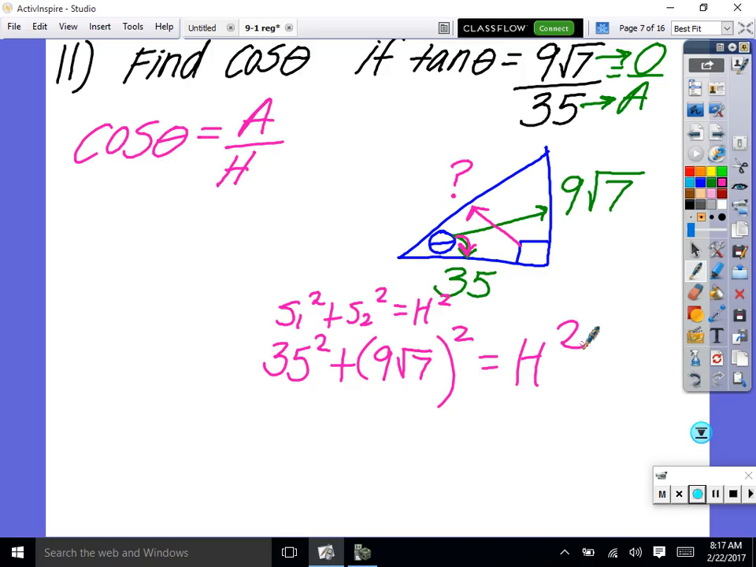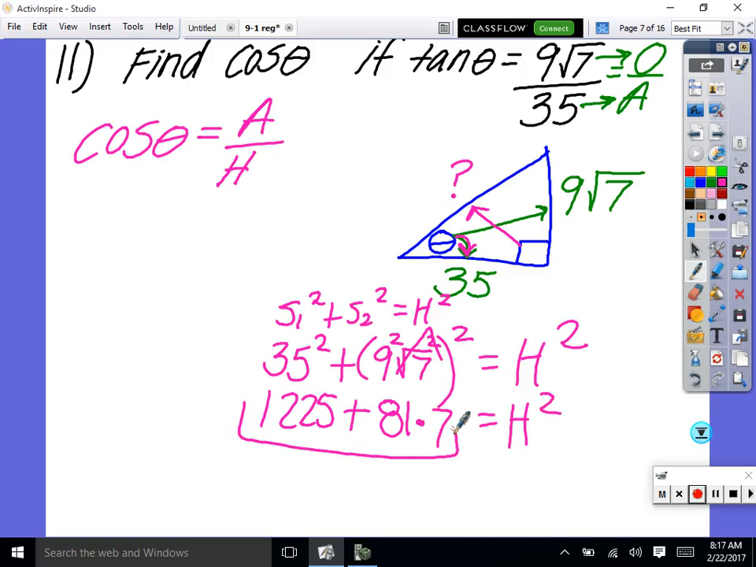So 35 squared is 1,225, plus. Now, 90% of the time, but not you, because I've warned you, people type this into their calculator wrong. Isn't this 9 squared and square root of 7 squared? What's 9 squared? We have 81 times, what's the square root of 7 squared? That's easy, 7. So we should be doing 81 times 7 equals our hypotenuse squared. So let's add these up. Go for it. Make sure you can do it right. Did you get 1792 equals our hypotenuse squared?